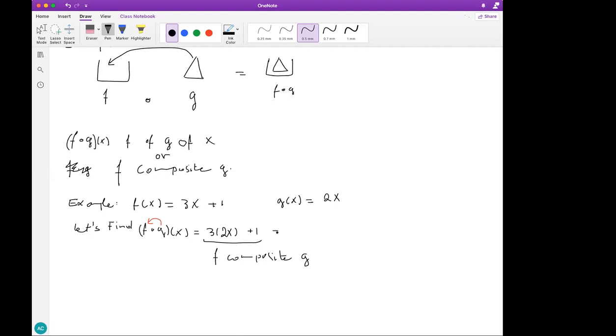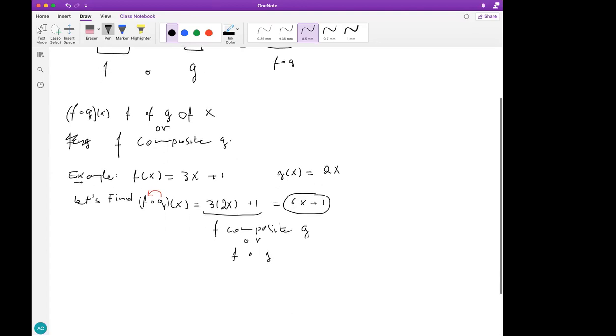Once you do that, you can try to simplify it a little bit. For example, we can multiply these two: 3 times 2x, that's 6x, plus 1. And that's it. We can't simplify anymore. So this is what we call f composite g, or f of g. We just plug one function into the other.